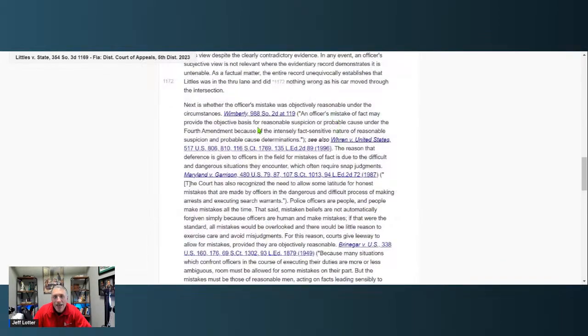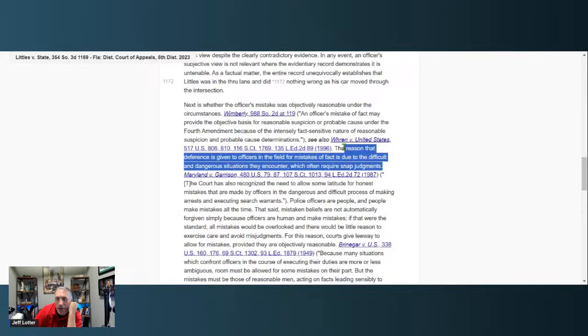An officer's mistake of fact may provide the objective basis for reasonable suspicion or probable cause under the 4th Amendment because of the intensely fact-sensitive nature of reasonable suspicion and probable cause determinations. The reason different deference is given to officers in the field for mistakes of fact is due to the difficult and dangerous situations they encounter, which often require snap judgments. So I think that fits our circumstance here.